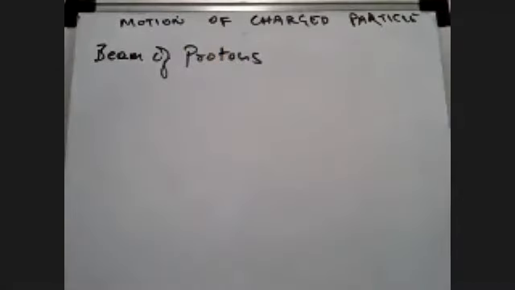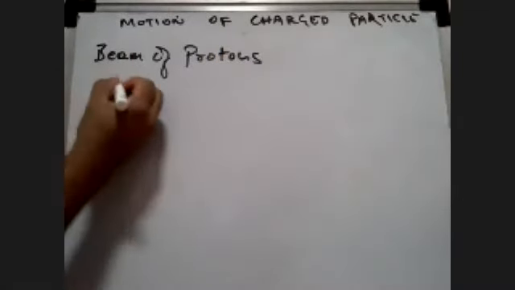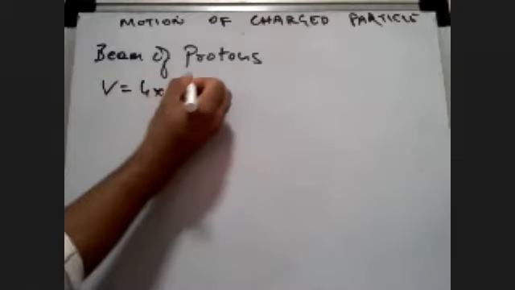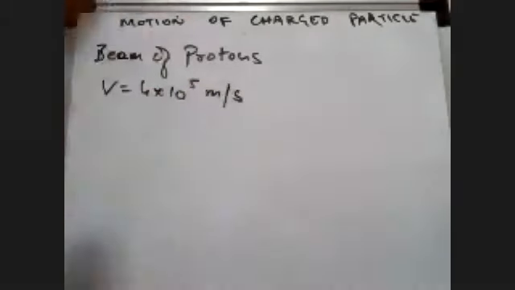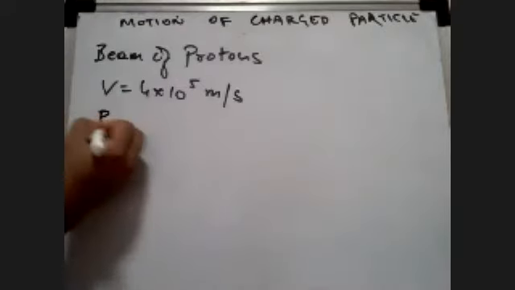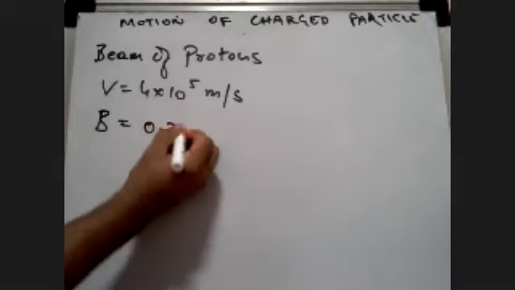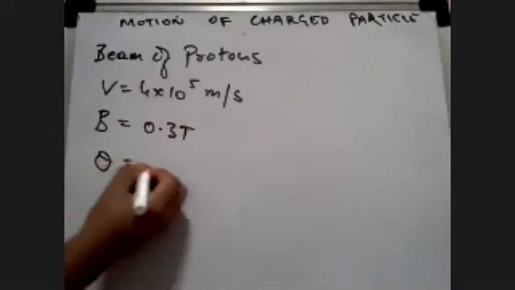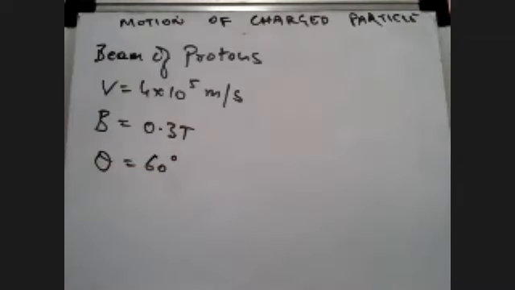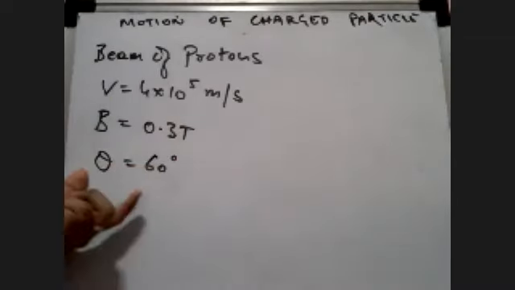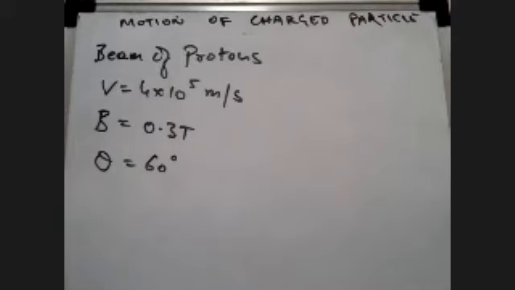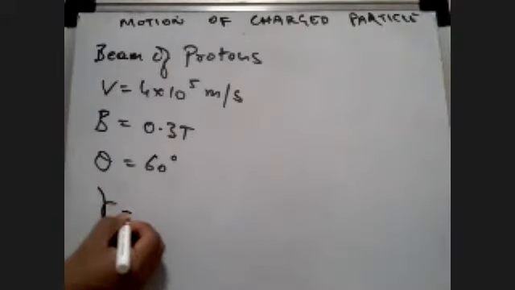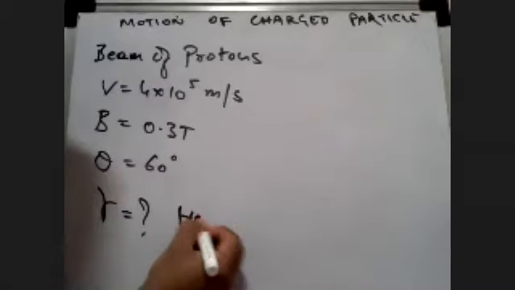So with some velocity v, which is equal to 4 into 10 raised to 5 meter per second, and it is in a uniform magnetic field of 0.3 Tesla, at an angle theta equal to 60 degrees. 60 degrees between what? Velocity and magnetic field. So find the radius of the helical path.